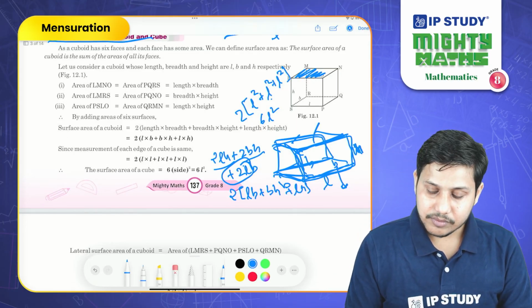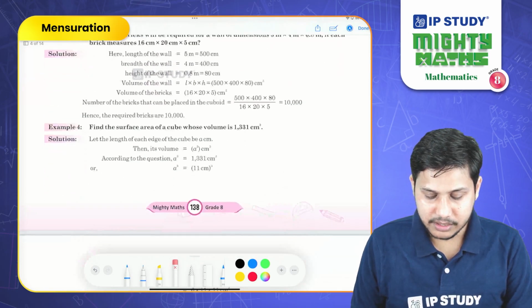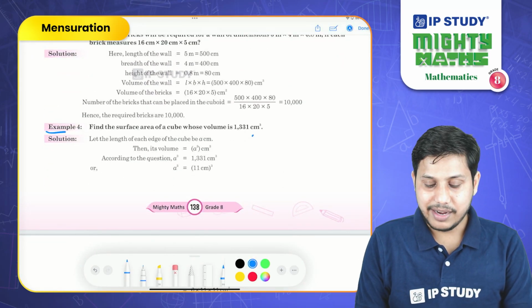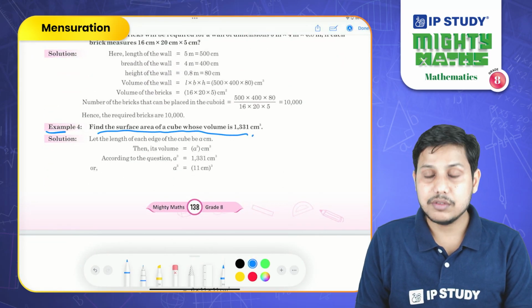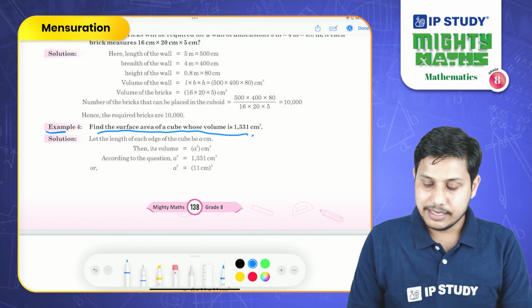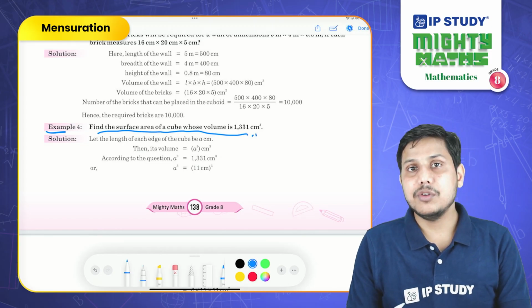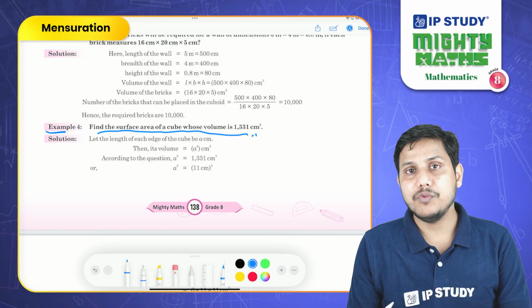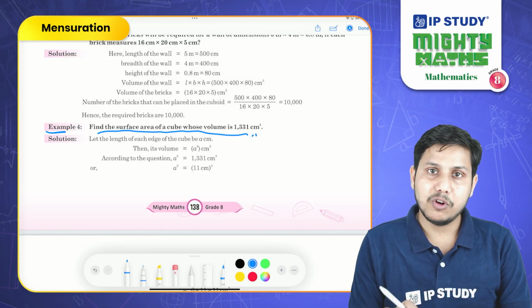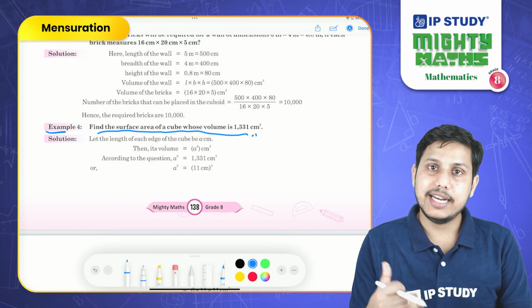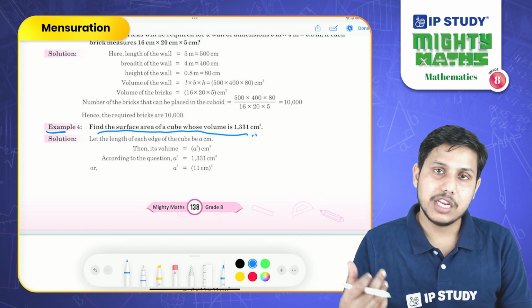Yes, now the next example, example 4, find the surface area of cube whose volume is 1331 centimeter cube. Students, we know that to find out the surface area of a cube, we need the value of side, not volume. So using volume, we'll get the side, and using that side, we'll find out the surface area of that cube.